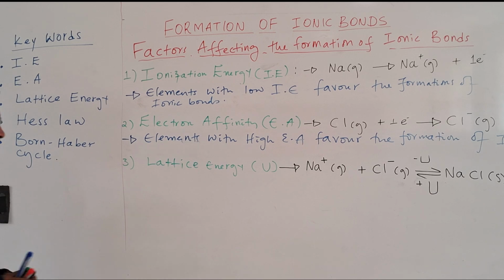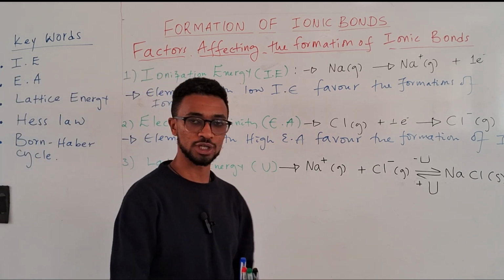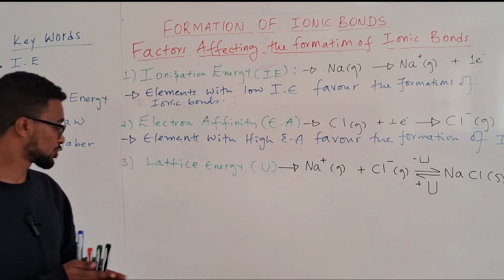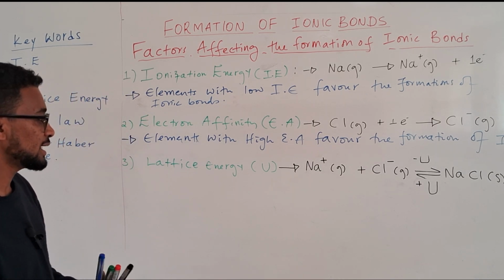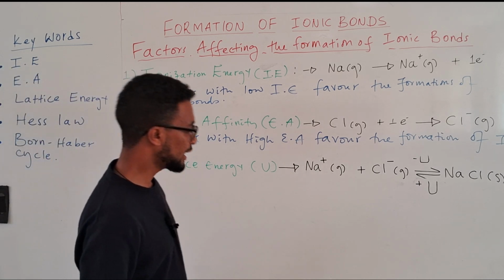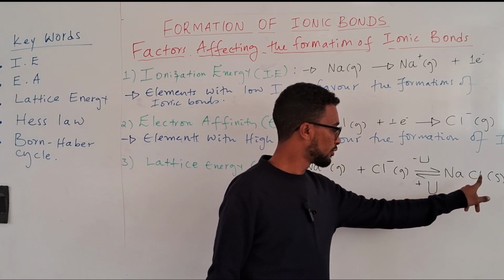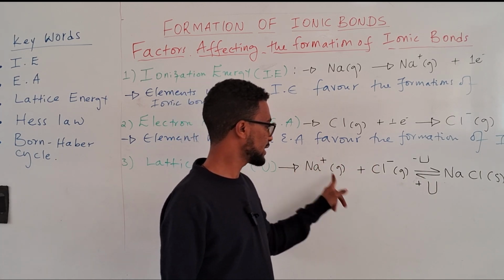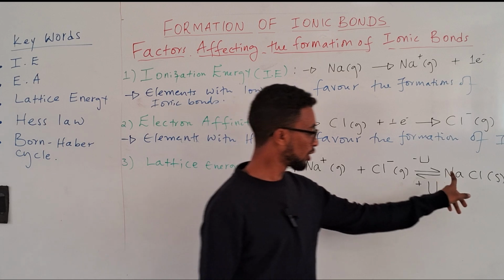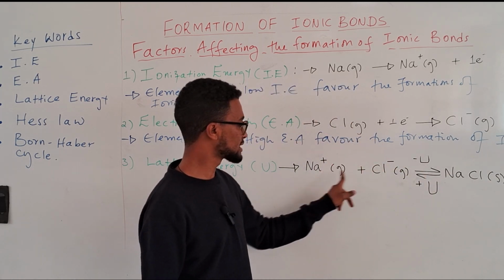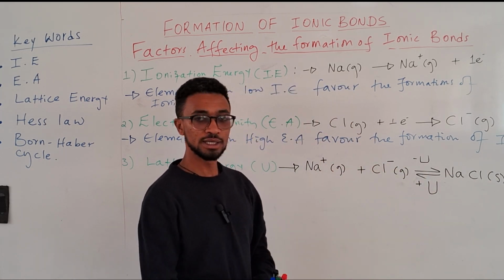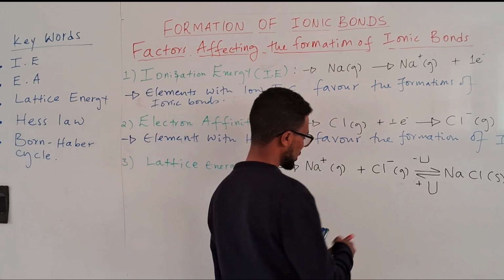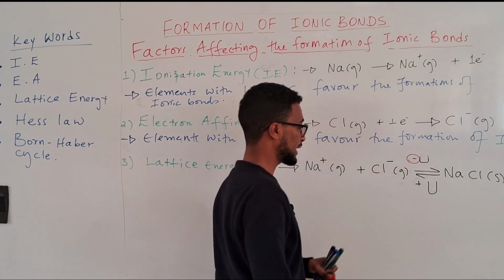Now let's talk about the third factor, which is lattice energy. Let's begin by defining lattice energy. Lattice energy is the energy released when 1 mole of ionic solid is formed from its ions in their gaseous states. Since we define it as energy released, the negative sign is here.